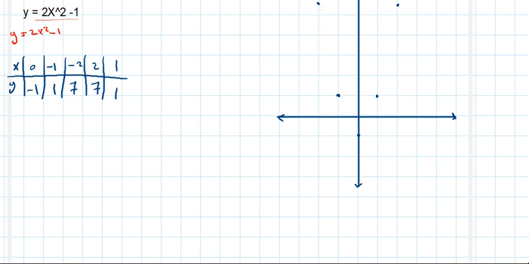Now it's obvious this is a parabola, which is always the plot of any quadratic function or any second degree function. It will be like this. It's a parabola. And let's take another example.